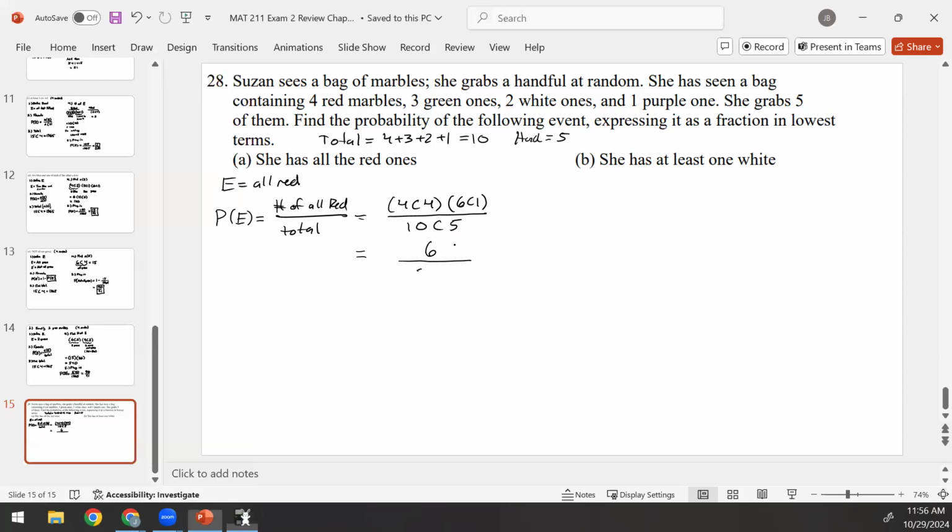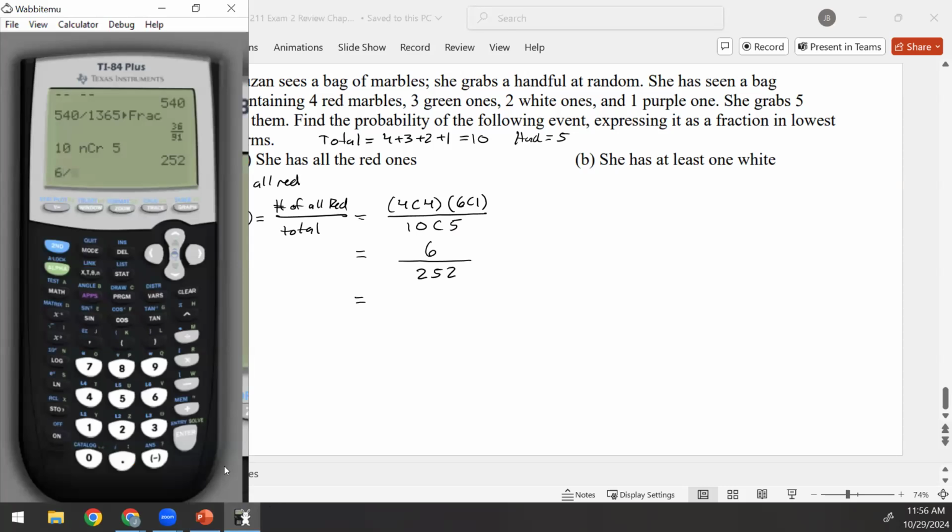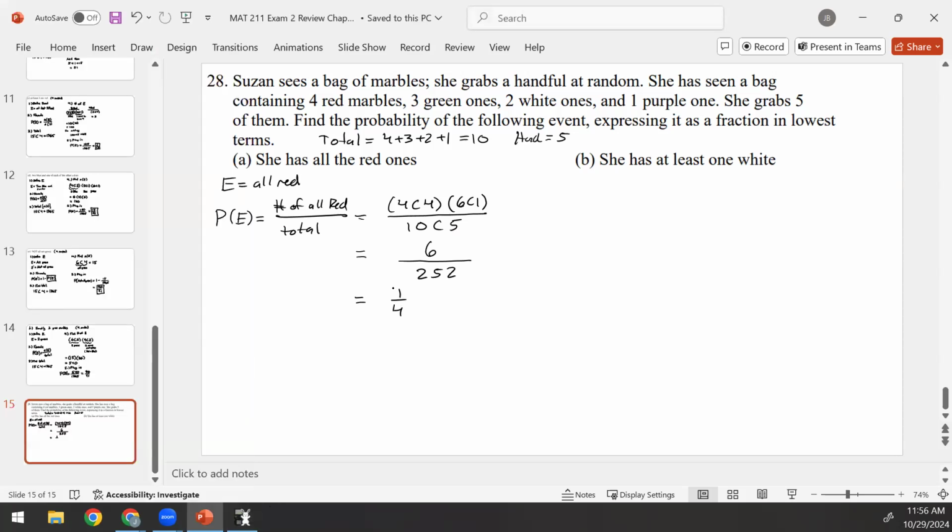So these are all going to be 252. And if you simplify that, 6 divided by 252, math frac, 1 over 42. Okay. And there it is, 1 over 42.